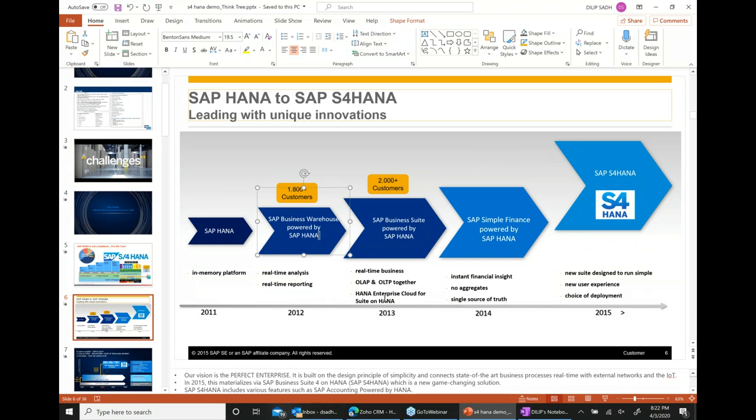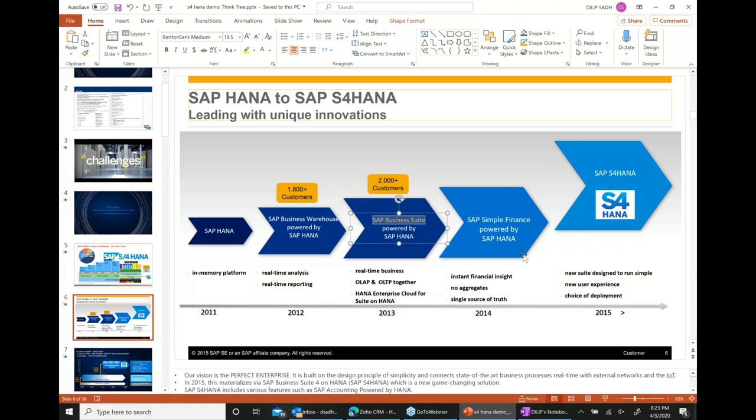Then in 2013, they migrated their ECC, called business suite powered by SAP HANA. That basically means since 2013, you could migrate SAP ECC on HANA. Somebody was asking the question, can you use ECC on HANA? The answer is yes, and you can do that from 2013. So it was ECC 6.0 and enhancement pack 7. After that, enhancement pack 7 and 8 also came. If you are on ECC 6 and enhancement pack 7, you could migrate your ECC onto HANA.